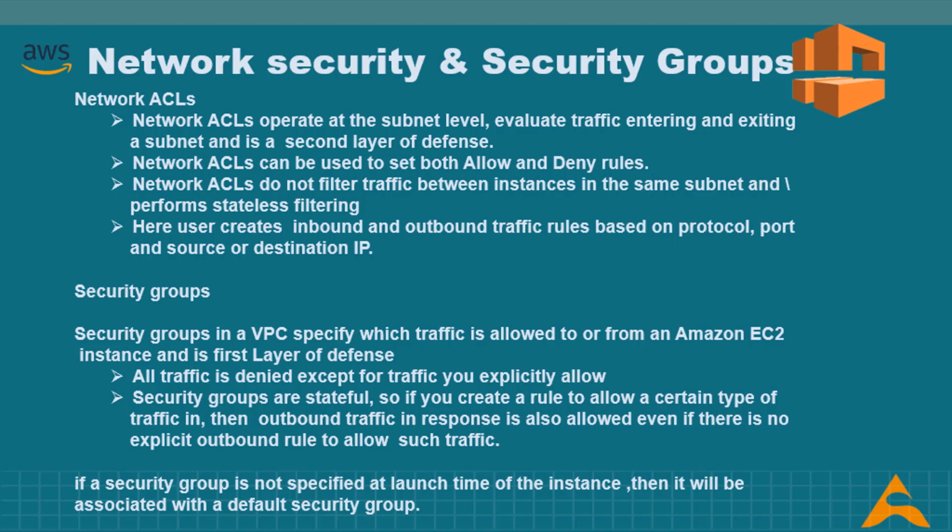However, there are some differences. You can specify rules to allow network traffic but cannot create rules to deny specific types of traffic. In essence, all traffic is denied except for traffic you explicitly allow. Security groups are stateful, so if you create a rule to allow a certain type of traffic in, then outbound traffic in response is also allowed even if there is no explicit outbound rule to allow such traffic.